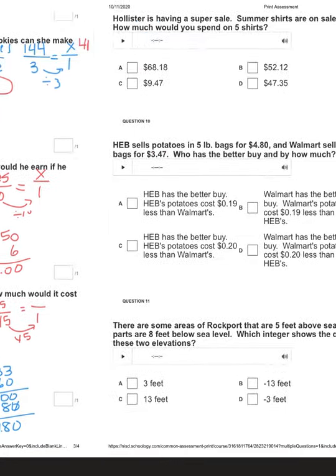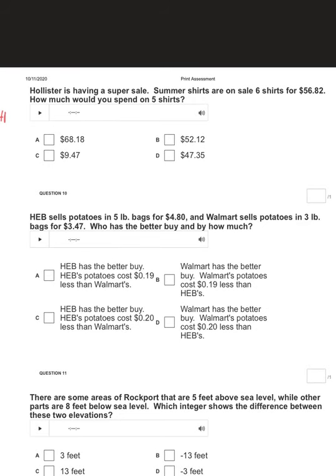Now just a few more. Hollister is having a super sale. Summer shirts are on sale, 6 shirts for $56.82. How much would you spend on 5 shirts? Okay, well, the money would go on the top. So the shirts would go at the bottom. We want to figure out first how much does it cost for 1 shirt. So we want 1. We're going to divide by 6.